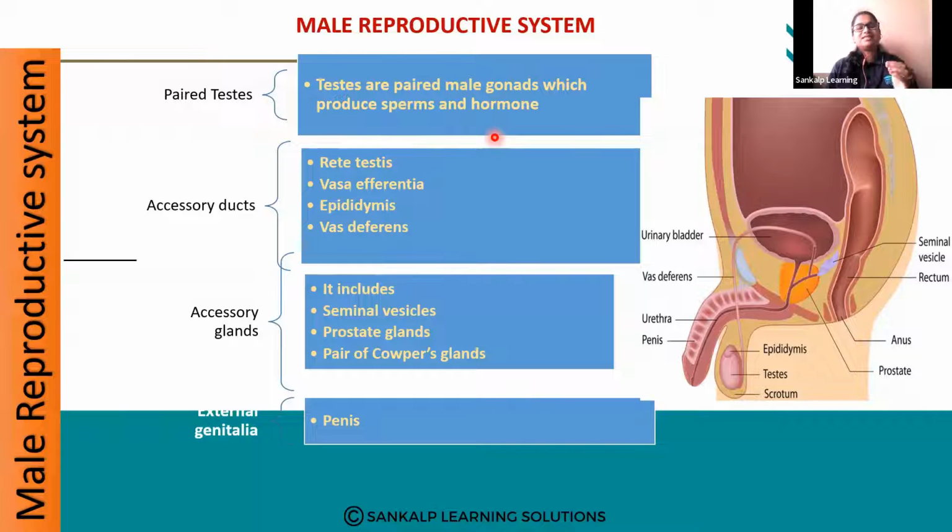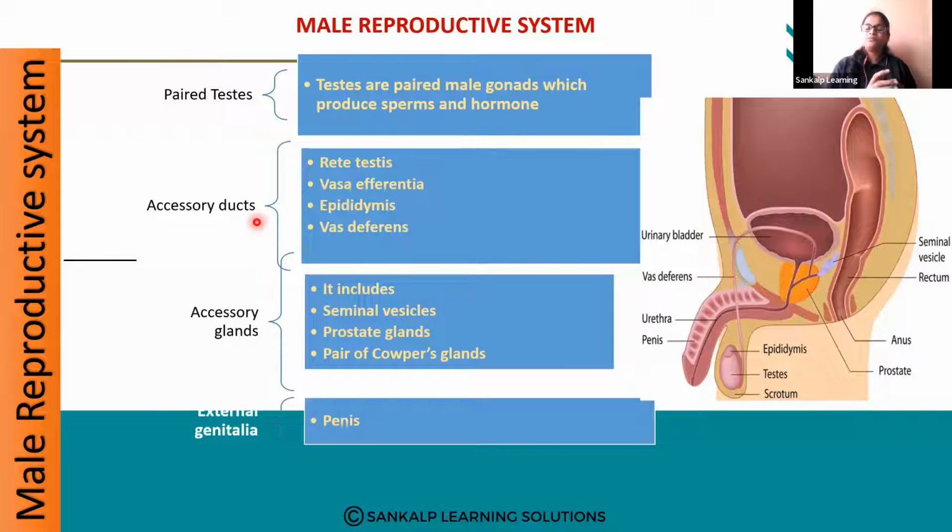Then only the testis can produce the sperms. To maintain that lower temperature for the testis to produce sperms, the scrotum is there, which surrounds the testis. Next we have accessory ducts.